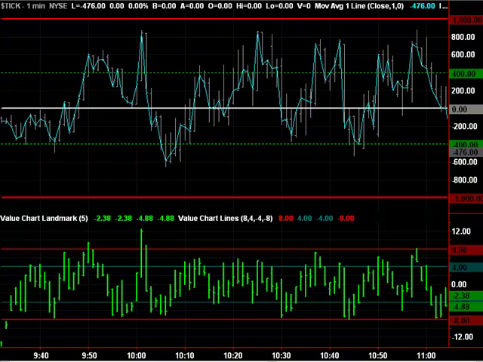I want to talk to you today on how you can use the tick as a guide and as a means to enhance entry and exits on trades. So let's talk a little bit about what we have on this chart.